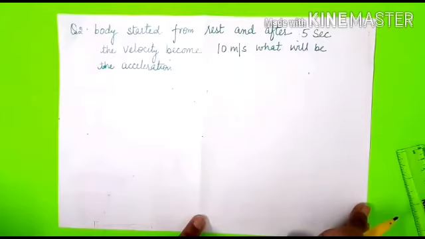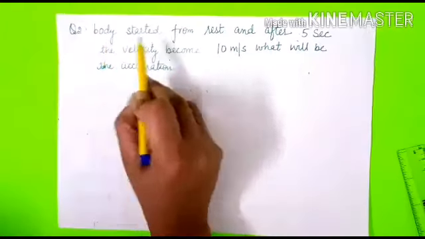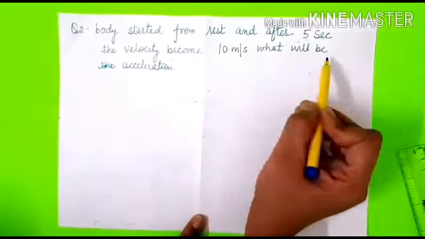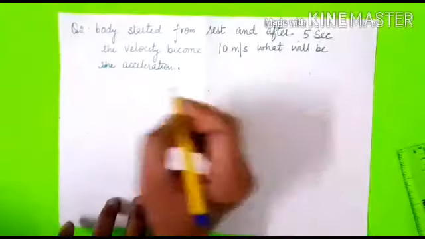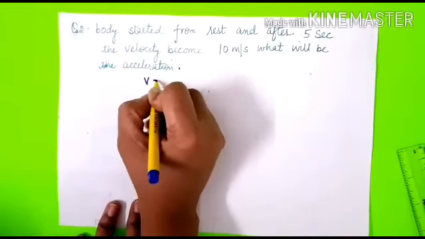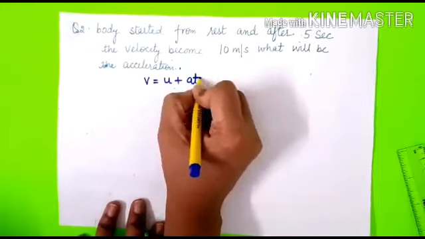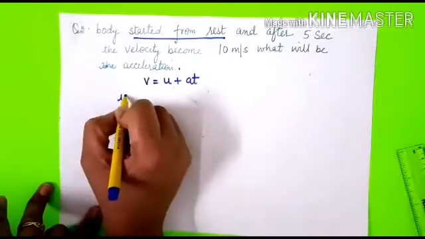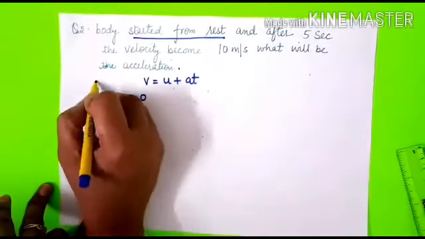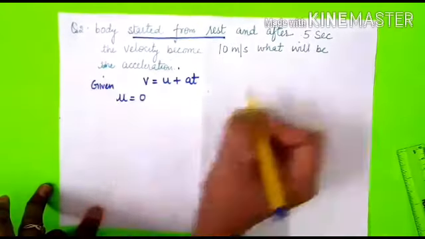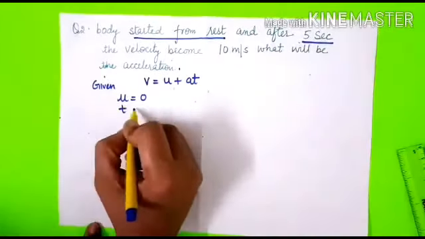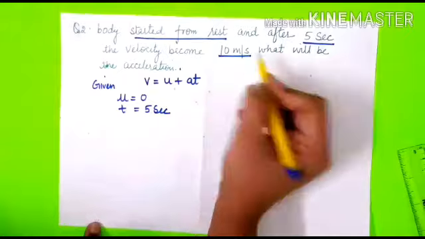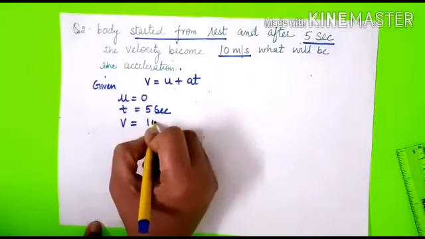So let's take another example. A body started from rest and after 5 seconds the velocity becomes 10 meter per second. What will be the acceleration? So we apply the first equation of motion. Clear? Here the body started from rest, means the initial velocity is 0. This is the given part. After 5 seconds means time is given. The velocity becomes 10 meter per second, means the final velocity is given.